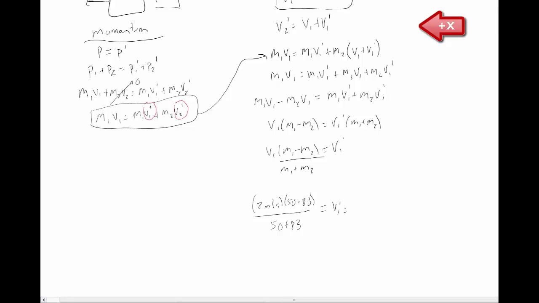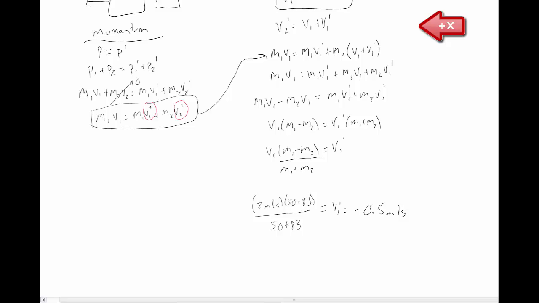Actually, I think I'm going to need a calculator for this one. We get 50 minus 83, that's minus 33, times 2, divided by 50 plus 83. And we get minus 0.5 meters per second for V1 prime.